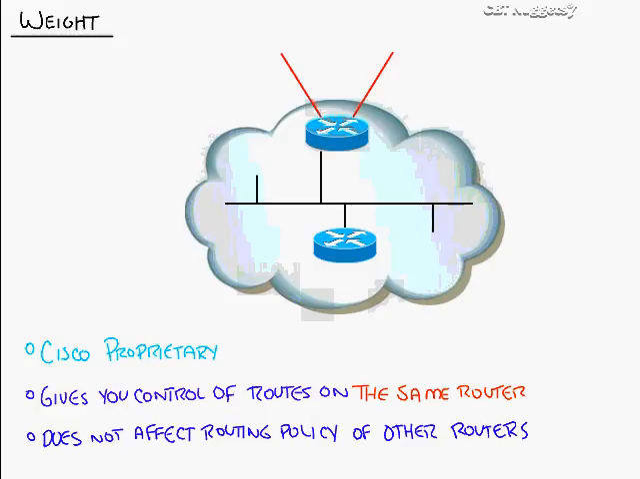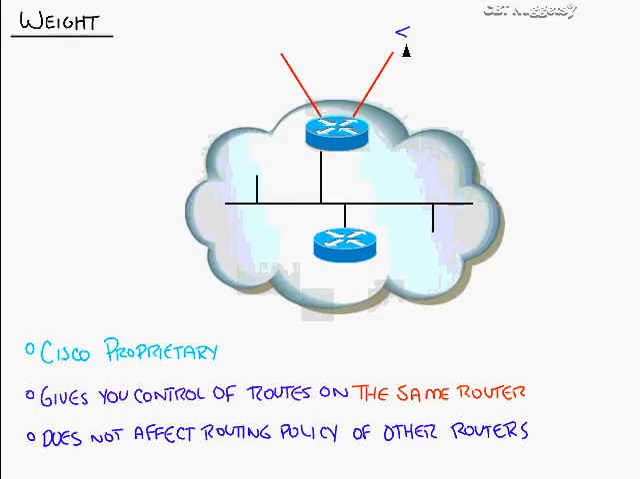Check this out. We talked about local preference just a moment ago. Weight is a Cisco proprietary attribute. You notice it didn't make the list at the beginning. It doesn't really show up as optional or mandatory or anything like that because it only affects the local router. And this is the big difference between this and local preference. It gives you control of routes on the same router.